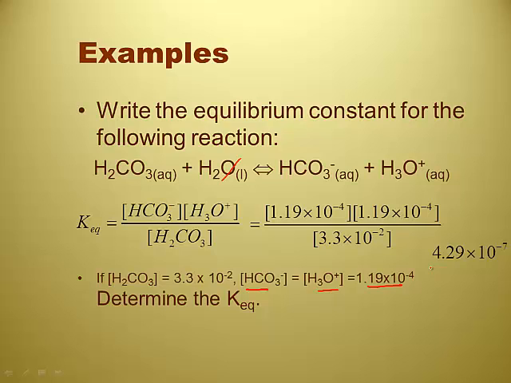Now this is molarity times molarity over molarity, so molarity cancels. Big K doesn't have units. It is unitless. It's just 4.29 times 10 to the negative 7th. Well, that's a small number. That's a really small number, so it's very reactant favored.